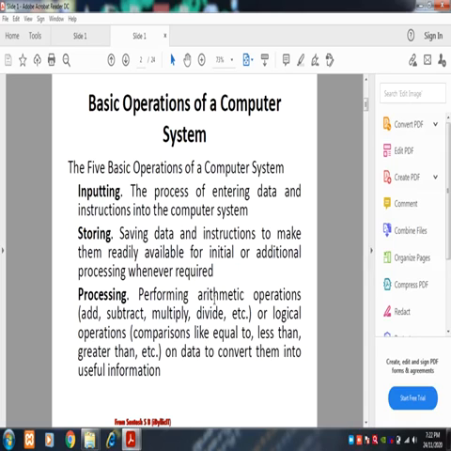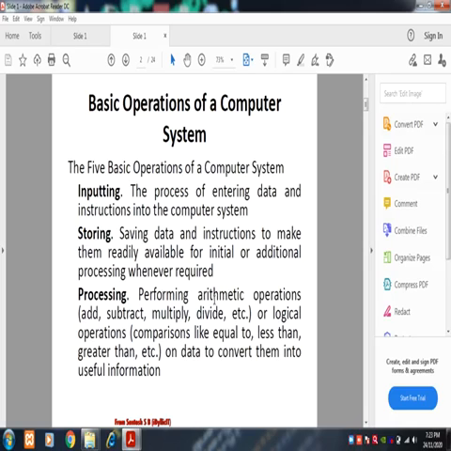Suppose you have written a program, addition of 2 numbers. So you are accepting input of any 2 numbers, like integer numbers. Int a is equal to 10, int b is equal to 20. You have to enter the values 10 and 20 from the keyboard. That is nothing but giving input into the computer system, to do some task. So the process of entering data and instructions into the computer system is nothing but inputting.